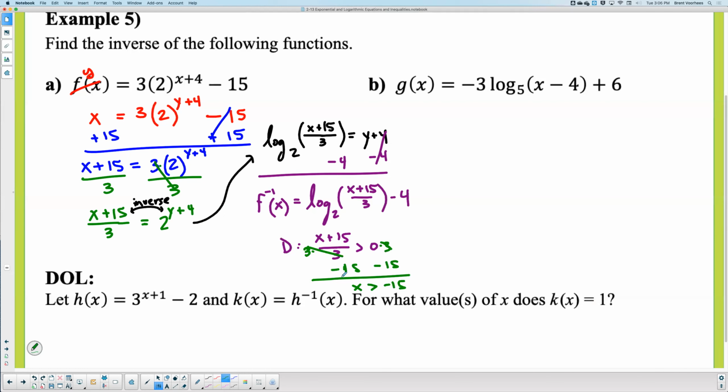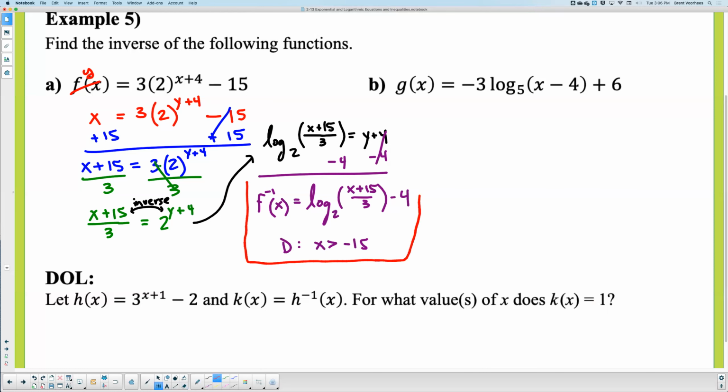So just to make it clean, I'm going to go ahead and erase this and redraw it here. x has to be greater than negative 15. That would be your domain, if you need to know that: x is greater than negative 15. Again, because this has to be greater than 0. Okay, so there's my answer to part A of finding the inverse.